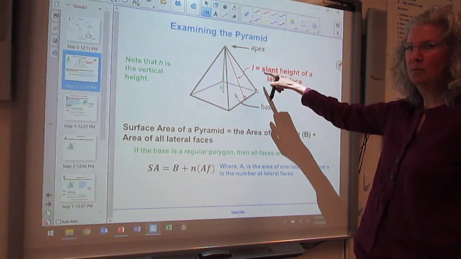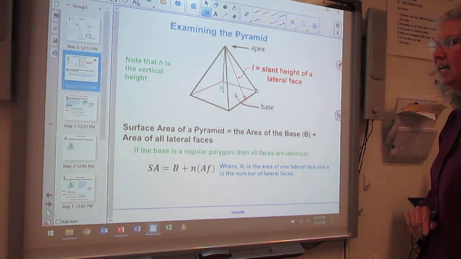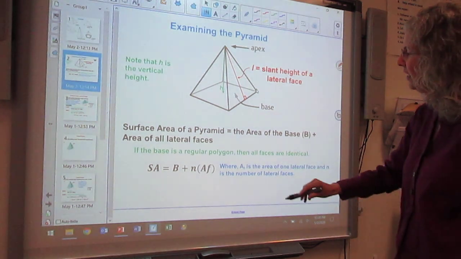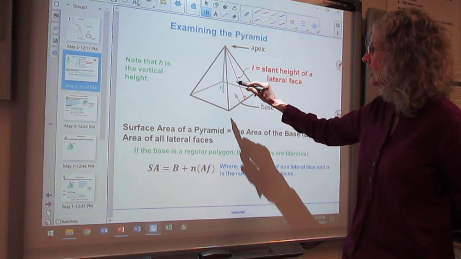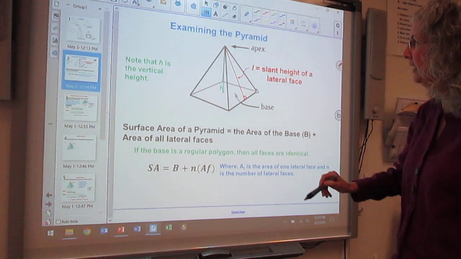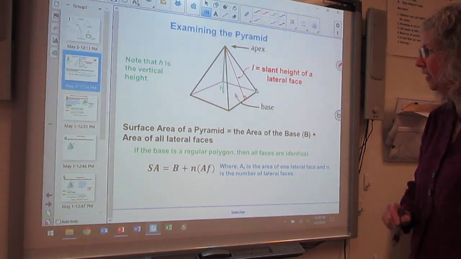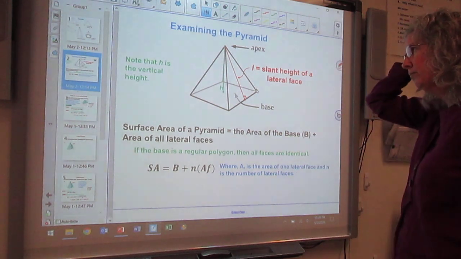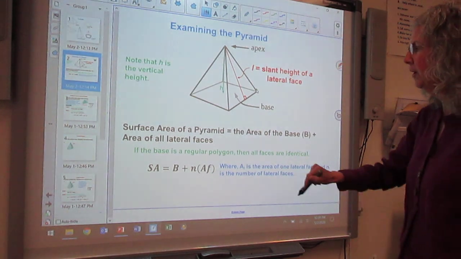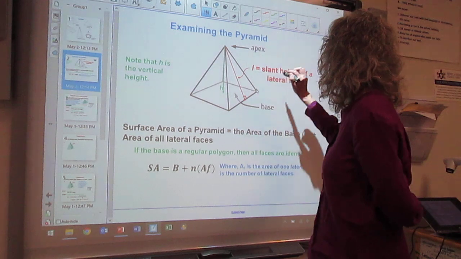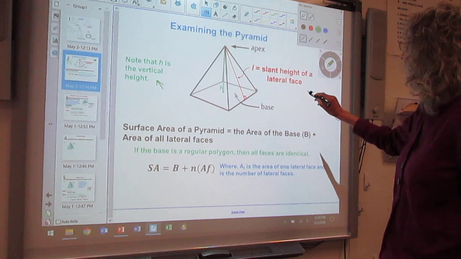We usually use a lowercase l, possibly a lowercase s is sometimes used, for the slant height of a lateral face. This height over here, which is labeled h, don't label this one h. H is the actual height of the pyramid from the apex perpendicular to the base. And that also has to be perpendicular to the base. So h is the vertical height right here. L is the slant height.